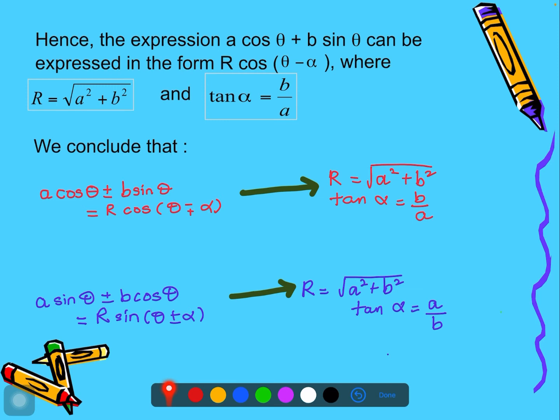What they have in common, and which trig function we have to use, depends on the question. If the expression starts with cos theta, then we use r cos. If it starts with sin theta, as in a sin theta, we have to use r sin.